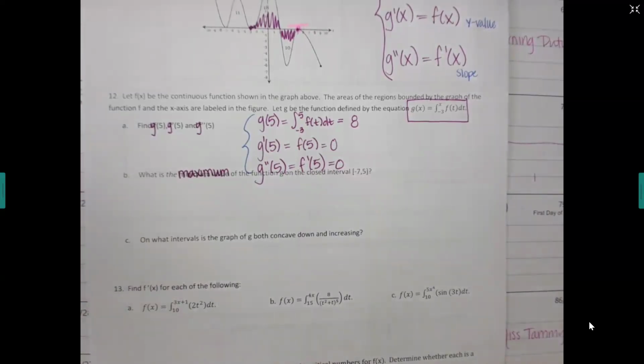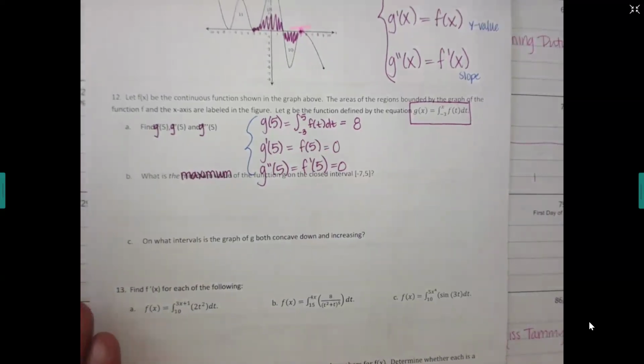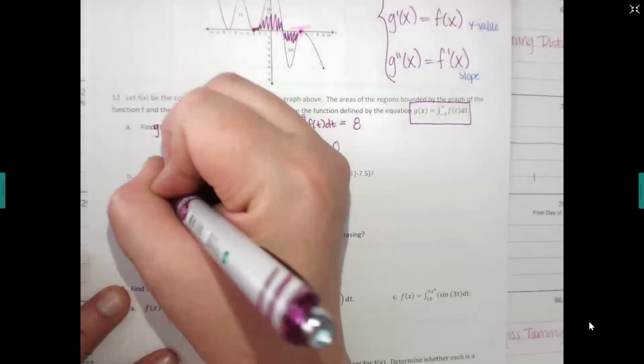Okay, Aubrey, you're going home. If it doesn't say relative, it means absolute. Okay? Have a good weekend.